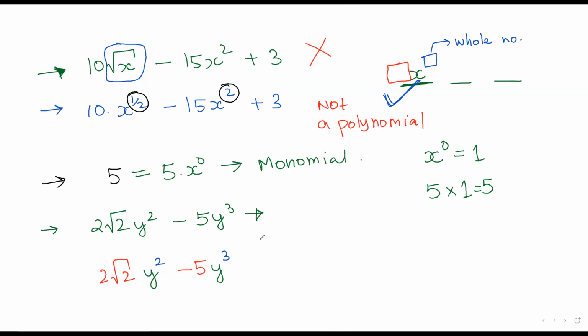Ma'am, it's a polynomial. It is a polynomial, right? Because when we take a look at the coefficient, we say, well, the coefficient just has to be a real number. It can be any real number. And we know that 2 root 2 is also a real number. Yes, it is irrational, but it is also real, right? So this is a polynomial, okay.